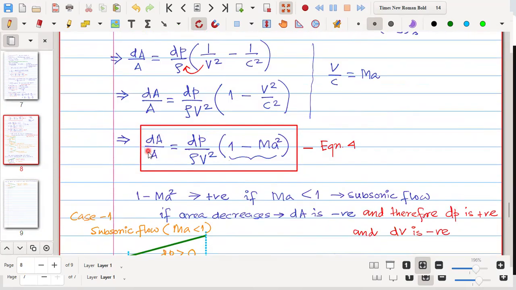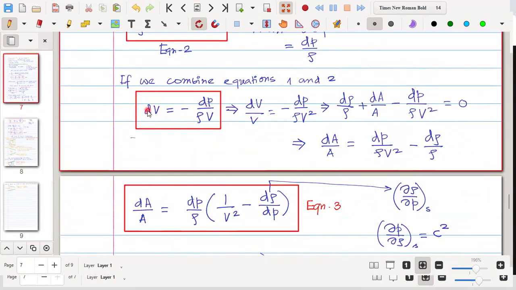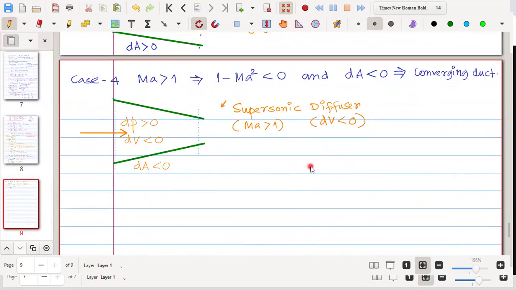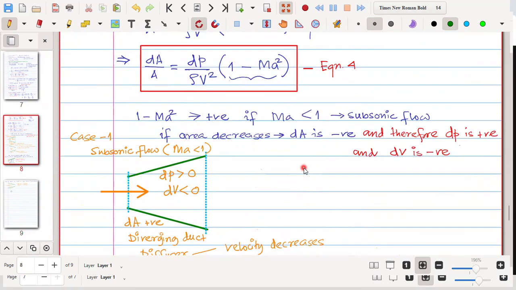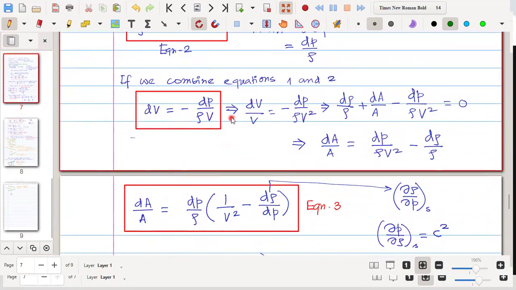Now here you see the dA variation with dP we have written. Now you can directly replace this dP with dV and you will get the variation of area with velocity. So let us write that. So therefore, dA by A is equal to dP by rho v square. What is that? dP by rho v square is equal to minus dV by V, isn't it?